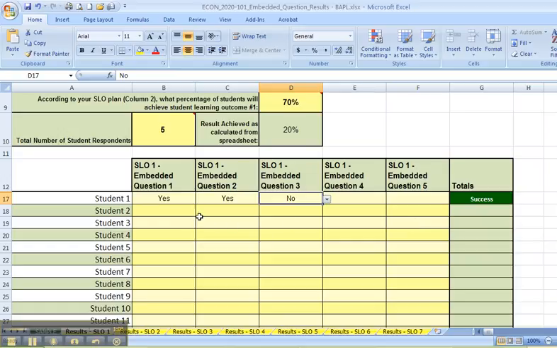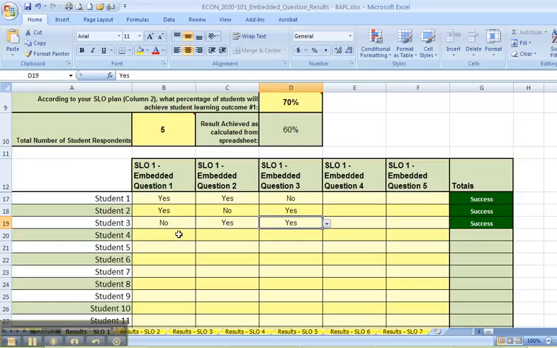Now let's look at the second student. They answered the first question correctly, the second question incorrectly, so I'm answering no, and the 3rd question correct. Again, they're a success. The 3rd student missed the first question. So I click next to the 3rd student, I use the drop-down box, and I type no. But they answered the 2nd question correctly, and they also answered the 3rd embedded question correctly. Again, they're marked as a success.